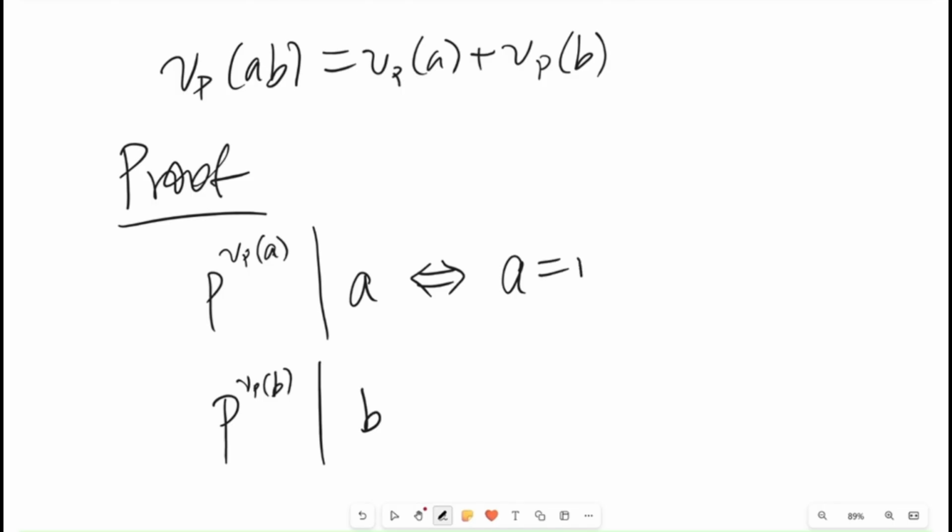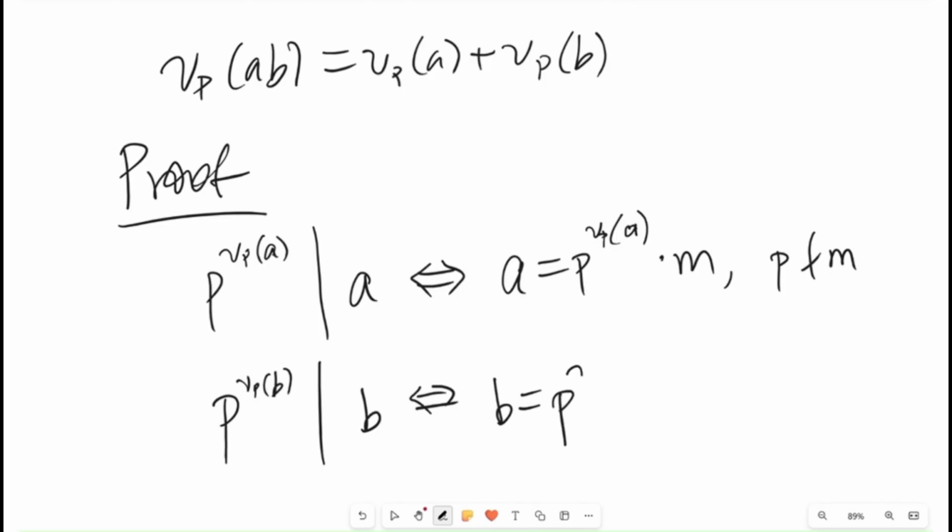If we write A is equal to p to the power of Vp of A, that's not enough, but it is necessary because p to the power of Vp of A divides A. To make it sufficient, we can just multiply by some m and assume that p does not divide m. We can do this because, since Vp of A is the largest power of p dividing A, m must have 0 as its power of p. So p does not divide m. And for B, we can just write B equals p to the power of Vp of B times n, where again, p does not divide n.